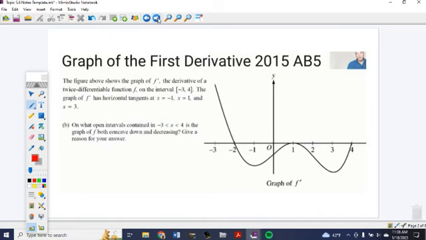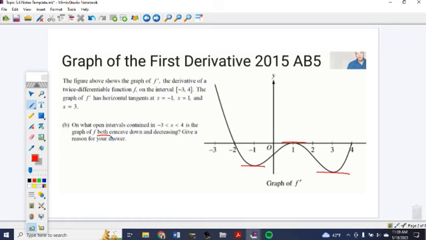Let's take a look at this problem from the 2015 AB test. The figure above shows the graph of f prime, the derivative of a twice differentiable function, that's important, on the interval -3 to 4. The graph of f prime has, they are telling us it's a fact, horizontal tangents at x equals -1, x equals 1, and x equals 3. So we are told there are horizontal tangents here, here, and there. On what open intervals contained in -3 to 4 is the graph of f both concave down and decreasing? Give a reason for your answer.